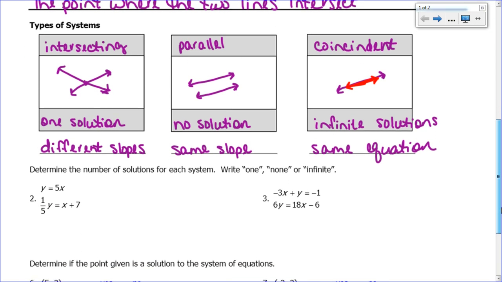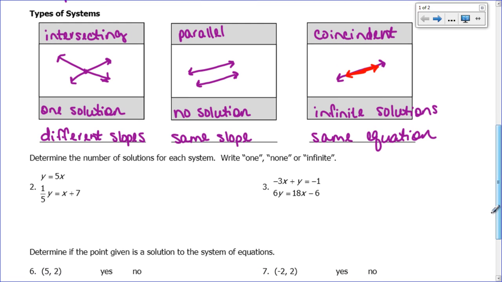Sometimes you don't have a picture, you just have an equation, and the question is, how many solutions is this going to have? Here's how you tell. We have to look at the slopes. The only way to compare slopes is for all of our equations to be in slope-intercept form, because then we can compare the m values and see, are they the same, are they different. So number 2 here, the first equation is in this form. It's y equals 5x. We're good there. The second equation is not, though. The y over here has a 1/5 with it.